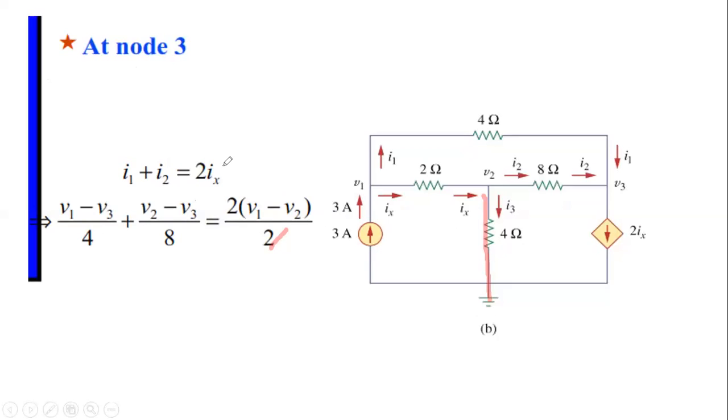Now I1 plus I2 is equal to 2Ix. We have already written I1 plus I2 is equal to 2Ix. Now I1 we know, V1 minus V3 by 4. I2 we have already written in the previous case, V2 minus V3 by 8. And Ix also we have written, Ix was V1 minus V2 by 2. So we have all the currents we know, okay, I1, I2 and 2Ix.